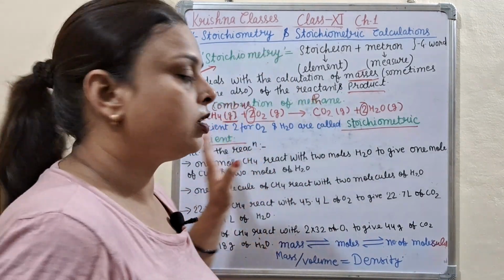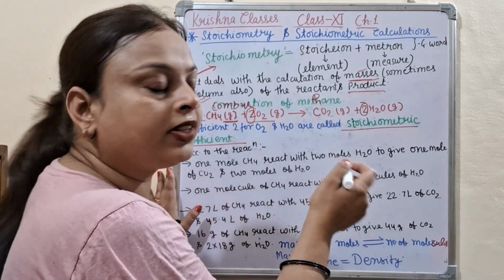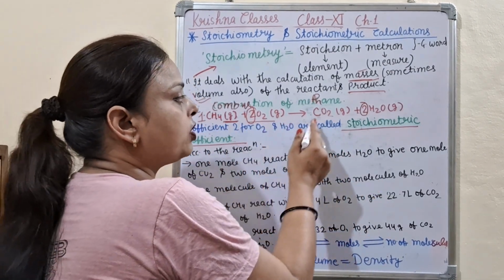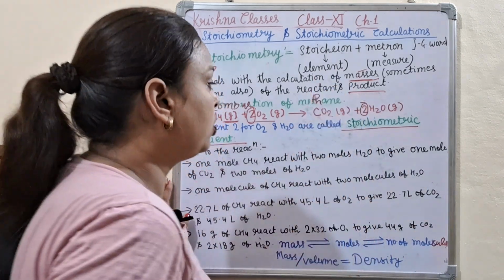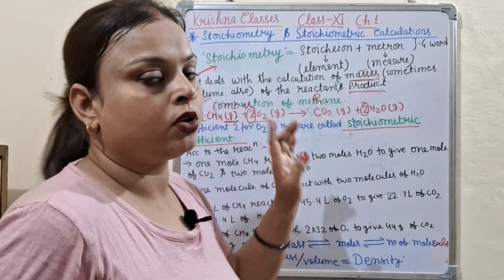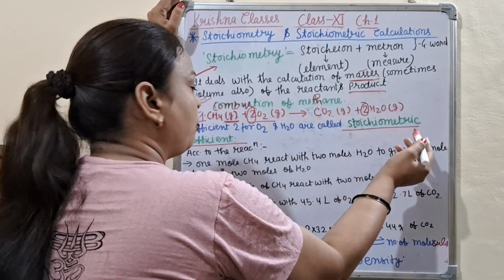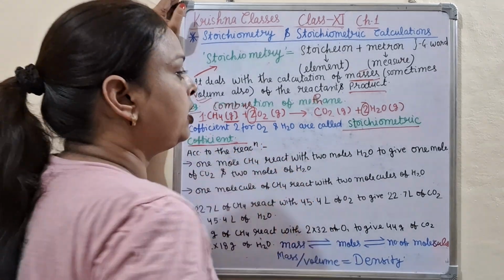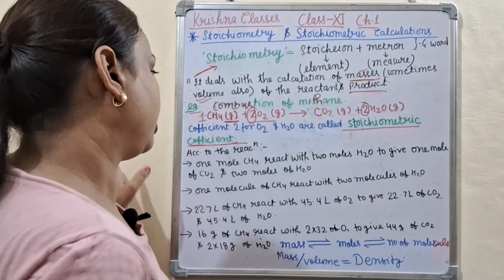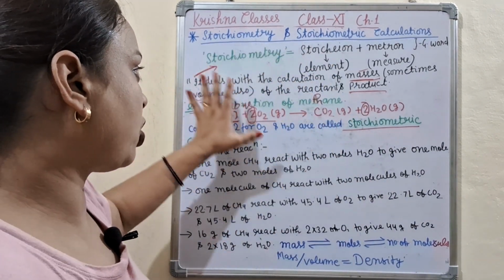Combustion of methane. You know very well the formula of methane is CH4. CH4 plus 2O2 gives CO2 plus 2H2O. So here 2 is written just before the O2 and H2O. What is the 2? 2 is the coefficient, that is called the stoichiometric coefficient. So this is the stoichiometry.